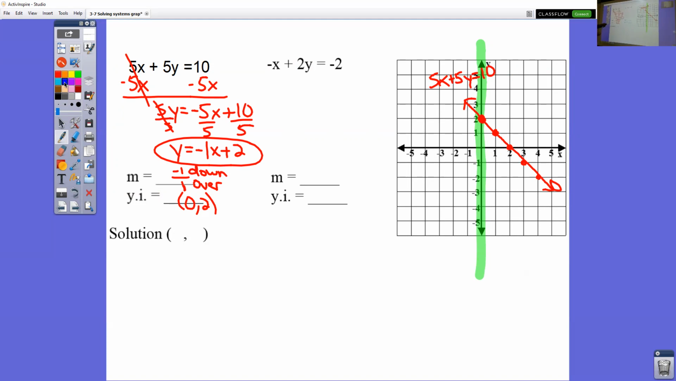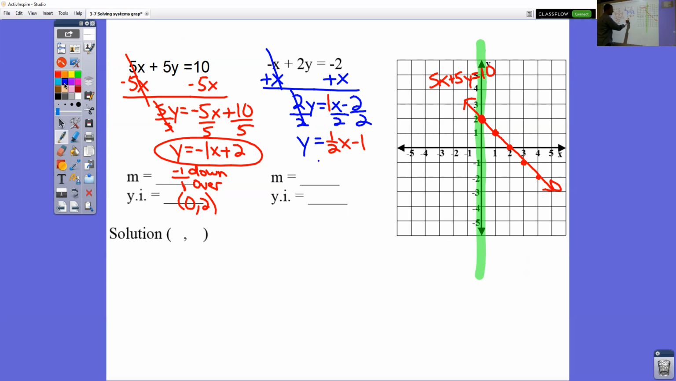For the second one, I want to try and get the 2y all by itself. So to get rid of that negative x, I'm going to do plus x and plus x. So those x's cancel out. So I have 2y equals x minus 2. Now be very careful here. Those 2's cancel out, just like we've talked about a couple times now. What number is really in front of that x? There's really a 1 in front of that x. So because there's a 1 in front of it, that's really the fraction 1/2 x. Negative 2 divided by 2 is negative 1.